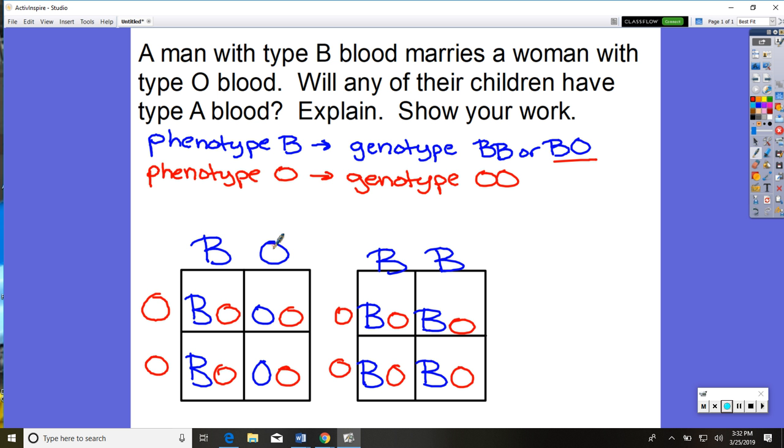So depending on what his genotype is, BO versus BB, that will determine the outcome of their offspring. Again, if he is BB, the only genotype that his offspring could have is BO. And if he was BO, his offspring could be BO, which would make them type B blood, or they could be OO because they could inherit that recessive O from him and a recessive O from the woman, making them type O blood.